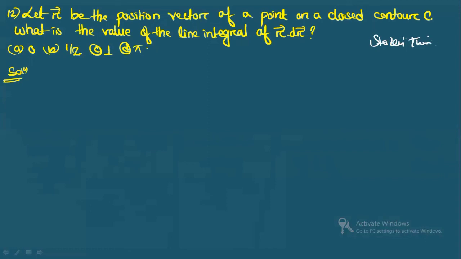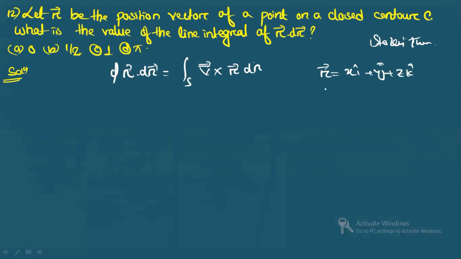We know the Stokes theorem is that the line integral of a vector field over a loop is equal to the flux of its curl through the enclosed surface. So you can write the line integral of r dot dr is equal to the surface integral of del cross r dS. So you see, r is equal to x i cap plus y j cap plus z k cap, and del, you know, is d/dx of i cap plus d/dy of j cap plus d/dz of k cap.